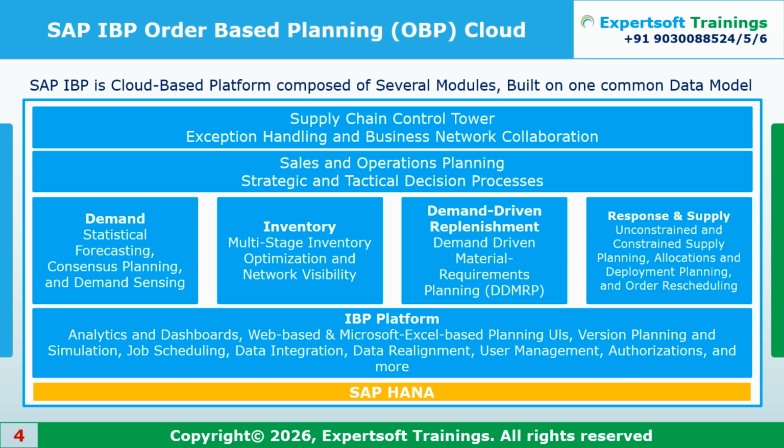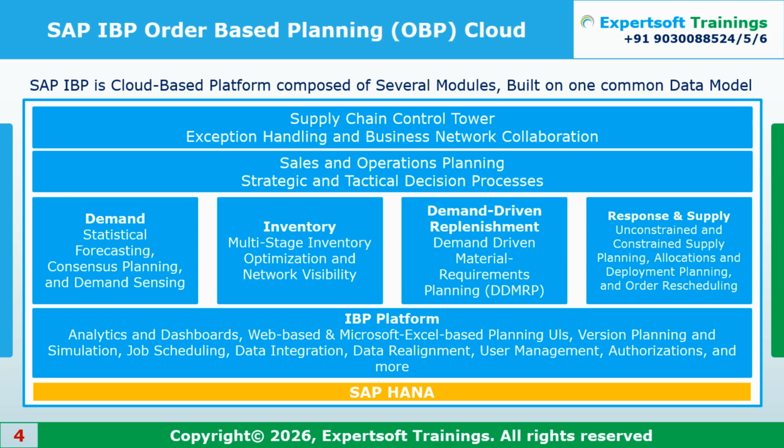On top of this, we have the supply chain control tower, and this is an analytic tool which will help you visualize the data in the form of charts or dashboards. Whatever results you get as part of demand planning, inventory planning or supply planning, if you want to visualize those results in the form of charts or dashboards, then supply chain control tower is there for that. Even to visualize the KPIs, we can use the supply chain control tower.